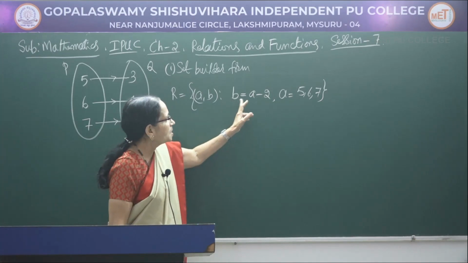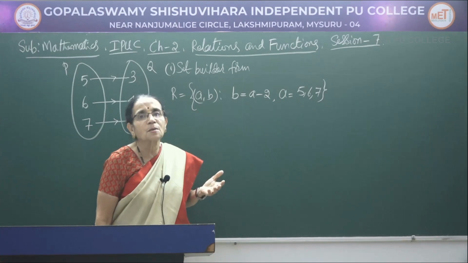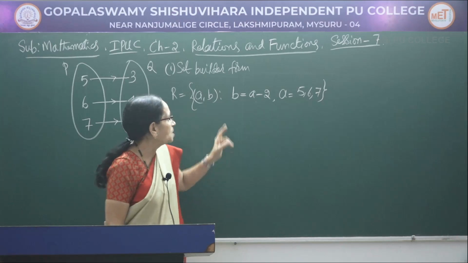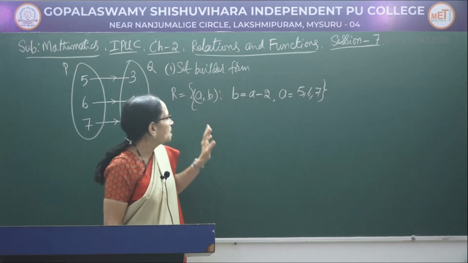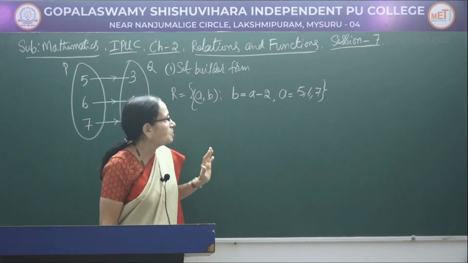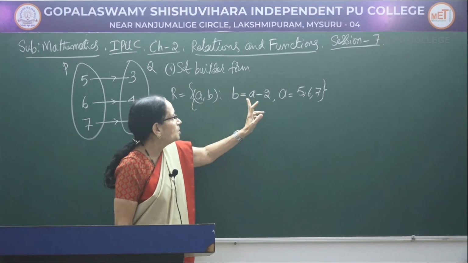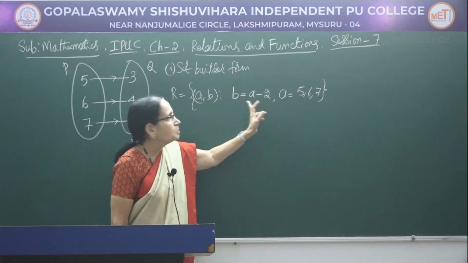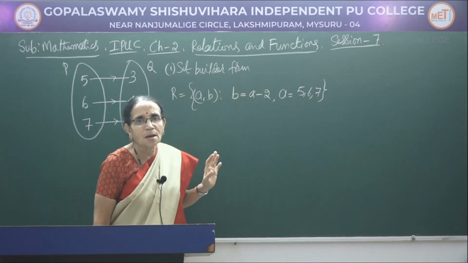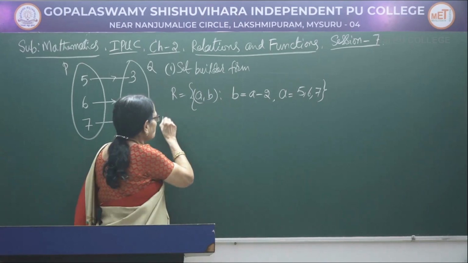So, if you simply write B is equal to A minus 2, we will not know what values should be given to A. So, those values also have to be specified. So, this is in the set builder form. The relation R contains all those ordered pairs (A, B) such that the second element, or the image, equals the first element minus 2, B equal to A minus 2, and the values assigned to A are 5, 6 and 7. So, this is in the roster form.